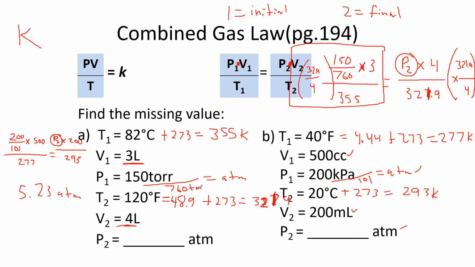We went from a 500 volume, squeezed it down to over half. So the pressure went from 200 kPa, or 2 atmospheres, to 5. So that makes sense. All right, so this is the hardest one where you have 6 variables to deal with. The reason I do this one first is because it gives you the golden equation: PV over T equals PV over T. Right? If you start with that equation, all the other gas laws will be easy.